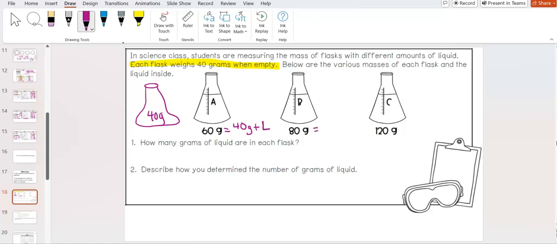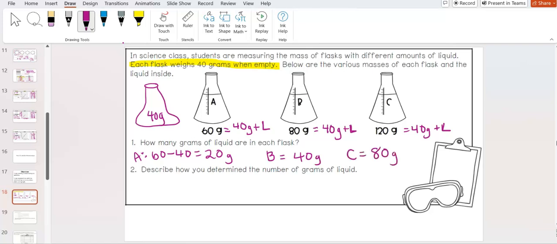So for every single one of these, we could write this equation and then solve to find what the liquid is. All right, so if I'm solving an equation like that, I'm basically going to just subtract. So liquid A is 20 grams. Liquid B, if I subtract, is 40 grams. And liquid C is 80 grams.